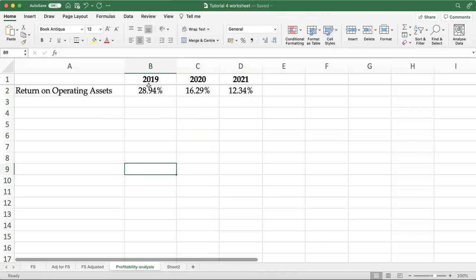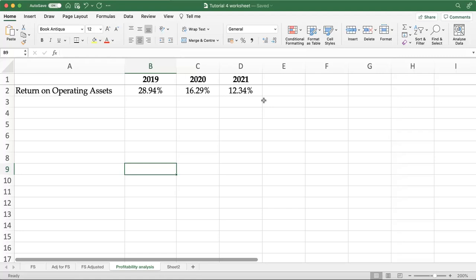Right. Now you see 2019 return on assets almost 29%, but 2020 declined to 16%. When it comes to 2021, it further declined to 12%. So when you do assignment, you might explain this. Return on assets declined to 16% in 2020, and it further declined to 12% in 2021.